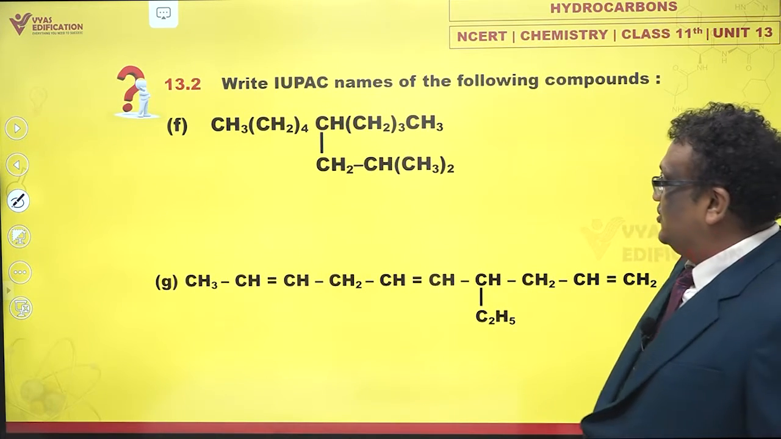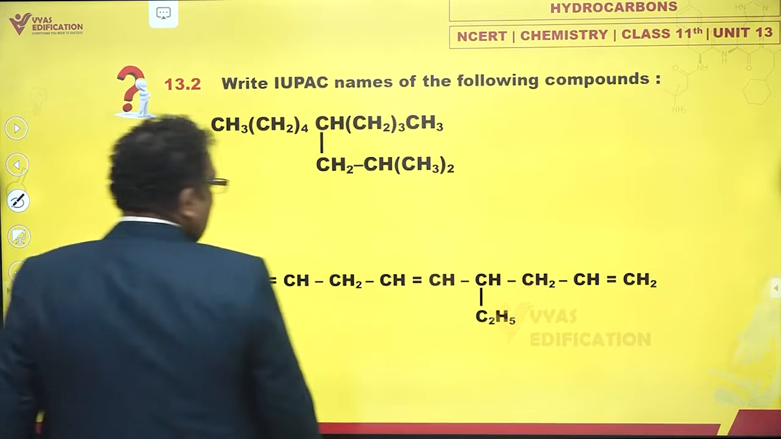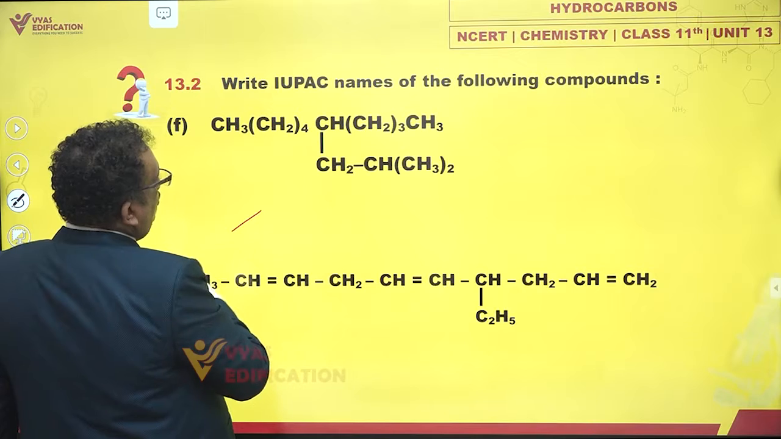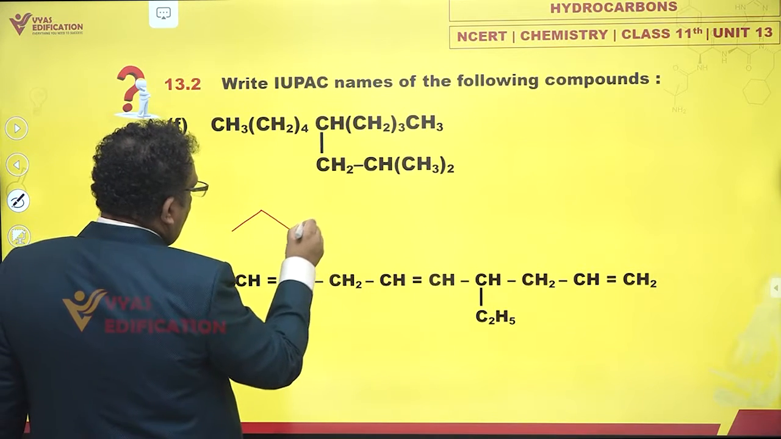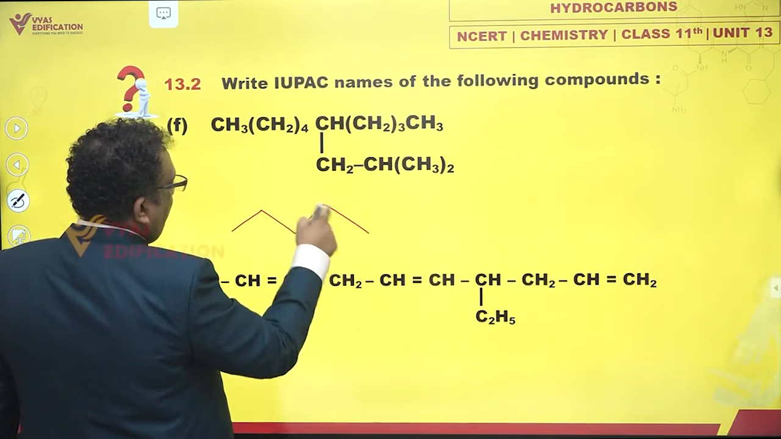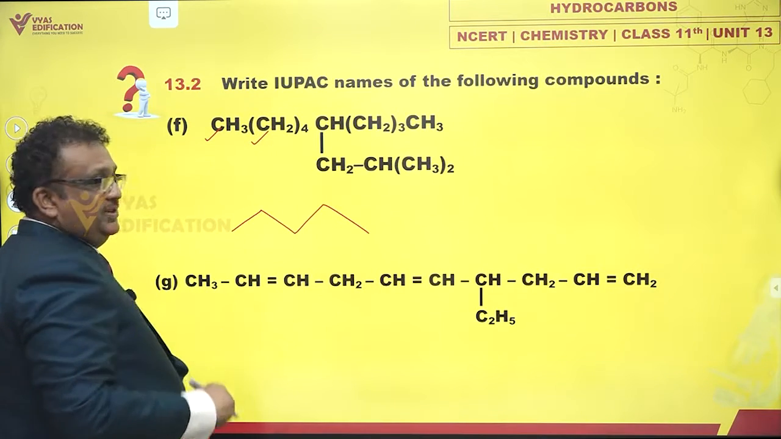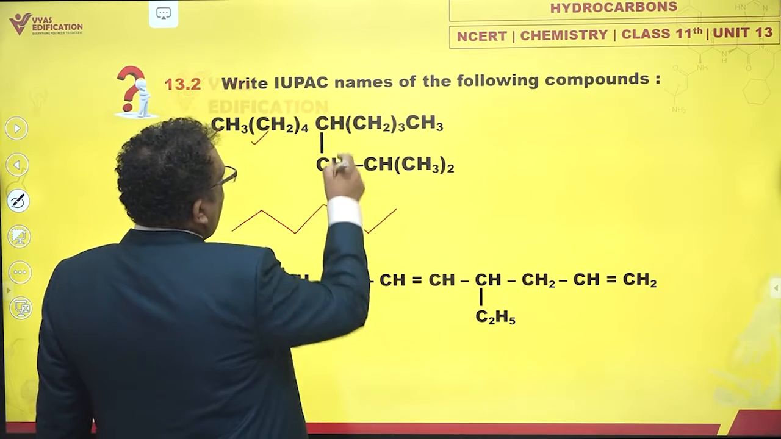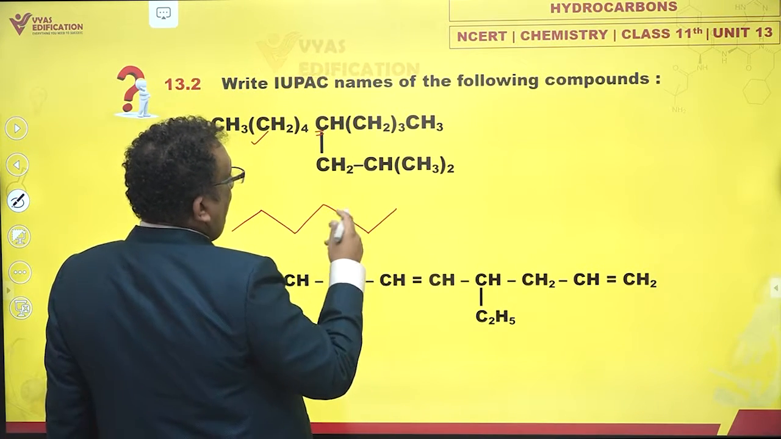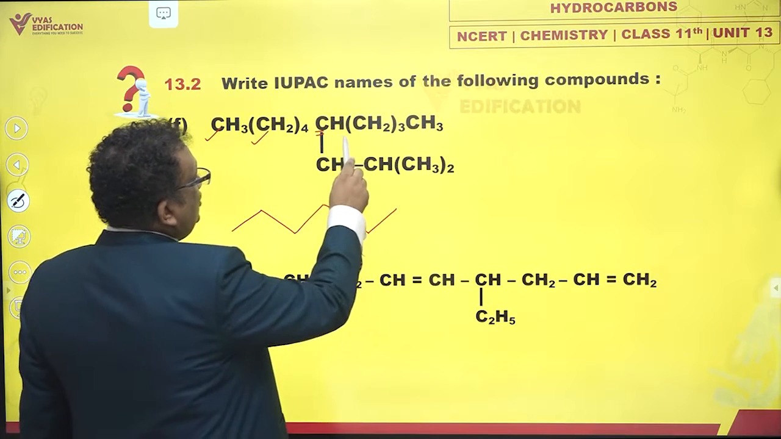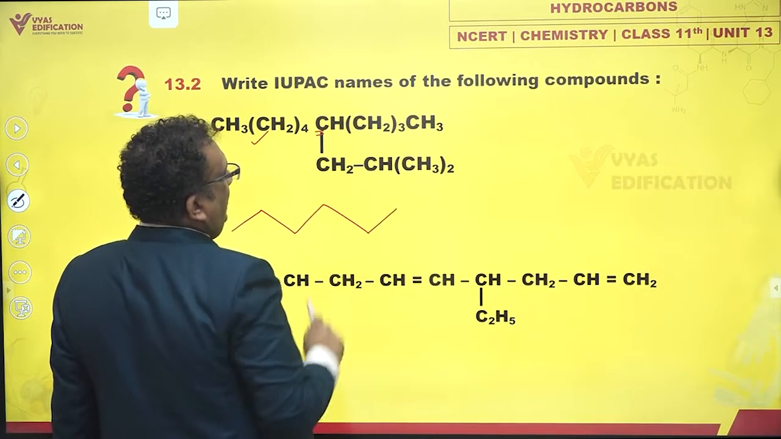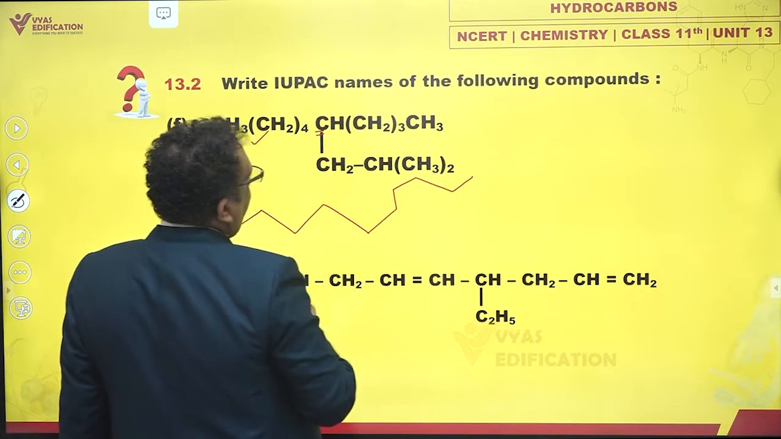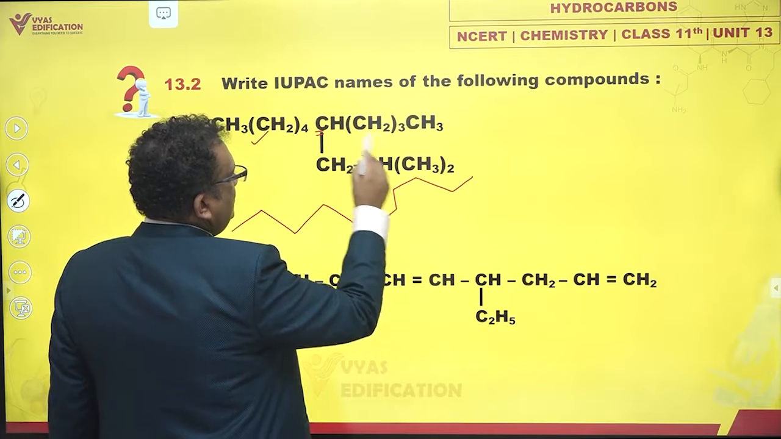What about the next ones? Let's take a look. Oh my God, what is this? Let's draw bond line notation and then let's take a look. CH3, CH2 whole 4 times. 1, 2, 3, 4. So I have methyl and 4 methylene groups. And then I have CH. And that group now divides into 2 portions. I have CH2, CH2, CH2 3 times and then methyl. CH then CH2, CH2, CH2, CH3.